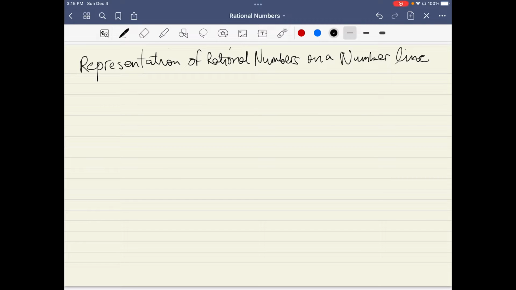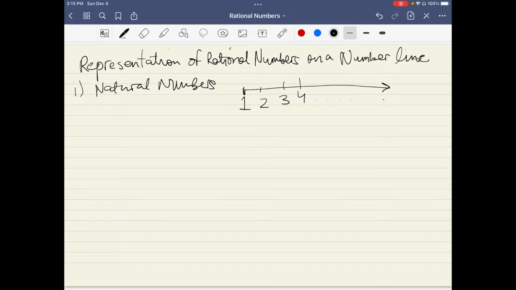In today's video, we will be continuing with rational numbers once again. And today's topic is representation of rational numbers on a number line. Now, let's look at the representation of natural numbers on a number line. So our number line starts at 1 and it goes all the way up to infinity.